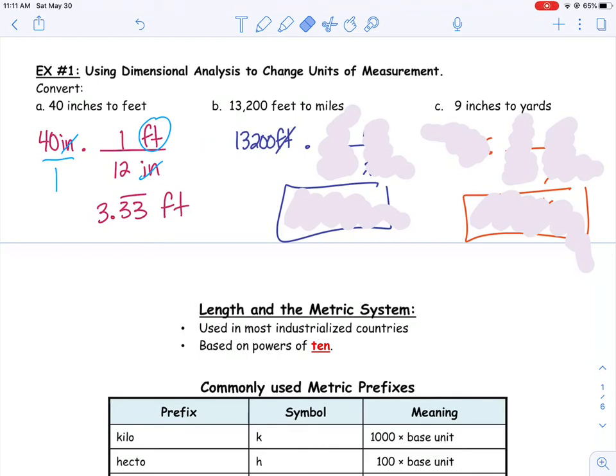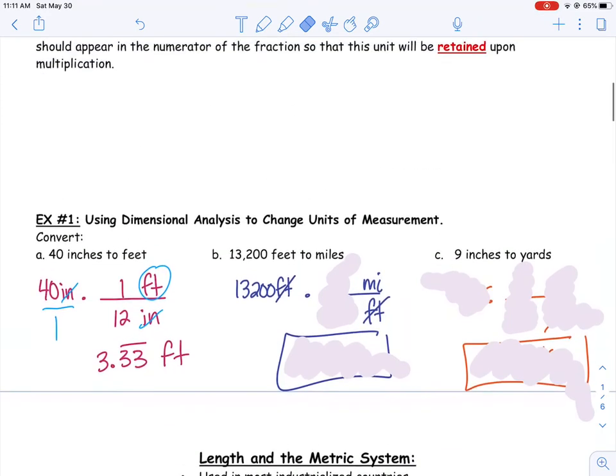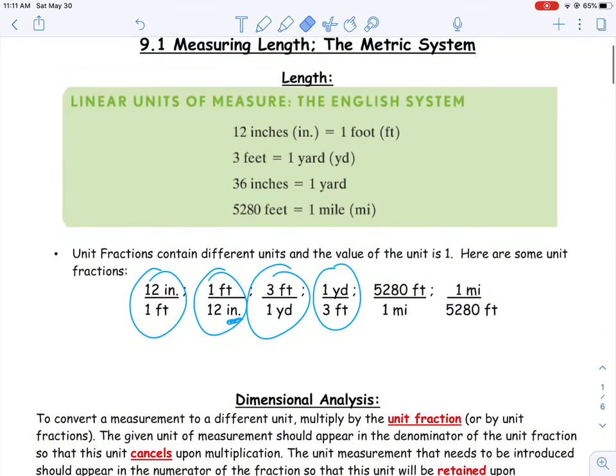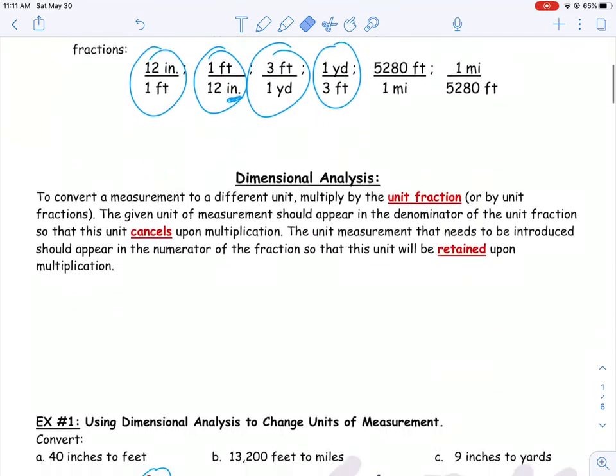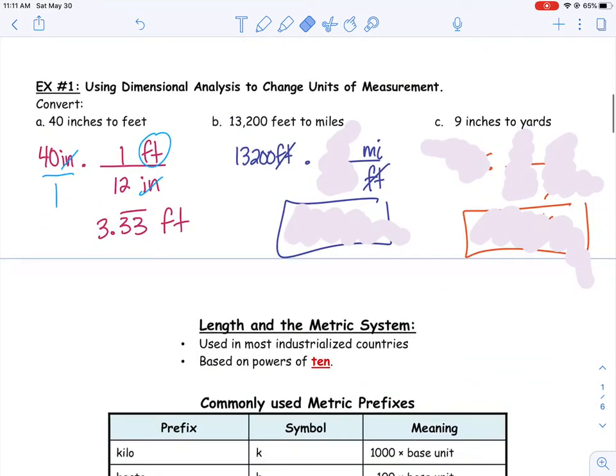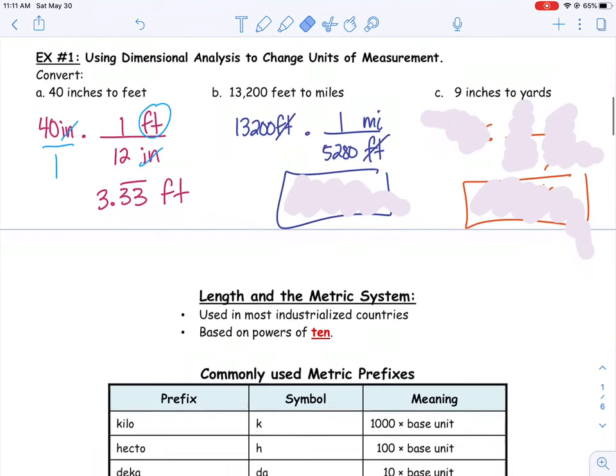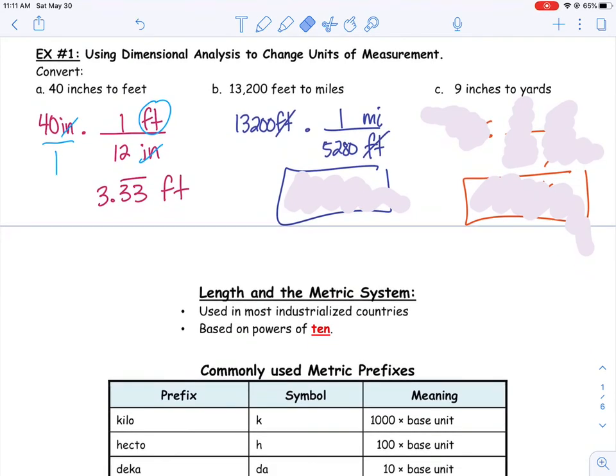So if I want to get rid of those feet, I want to make sure that feet are on the bottom and miles are on the top. Now we have to figure out what numbers go with the miles and the feet. So going back up here, we need to figure out how many feet are there for every 1 mile. And so you should end up for every 1 mile, there are 5,280 feet.